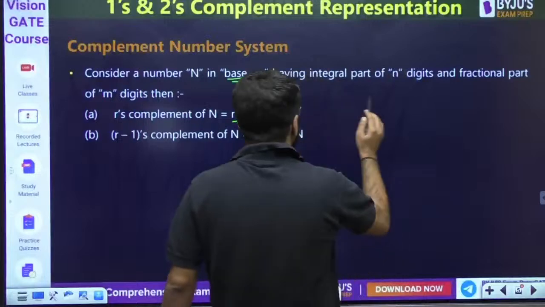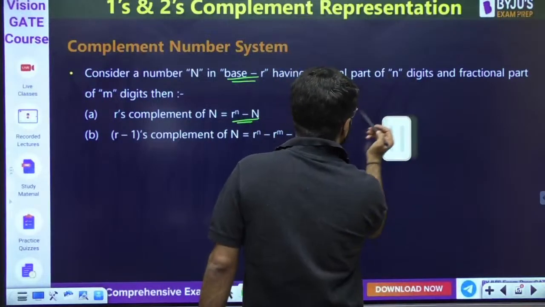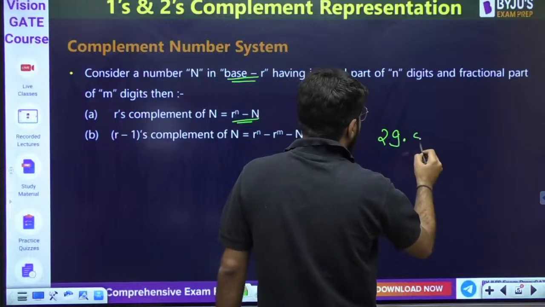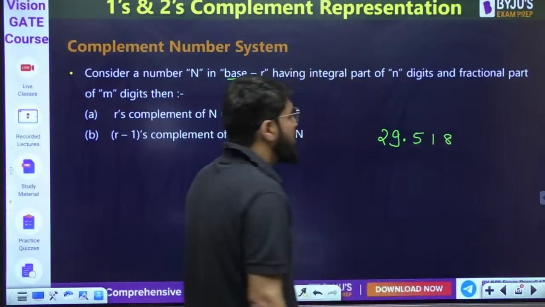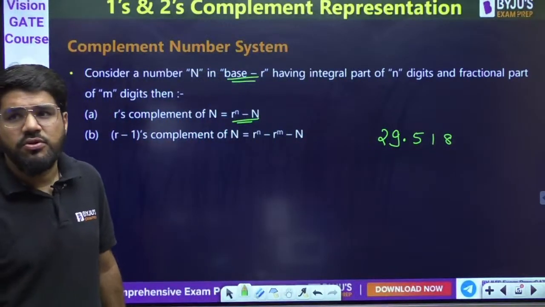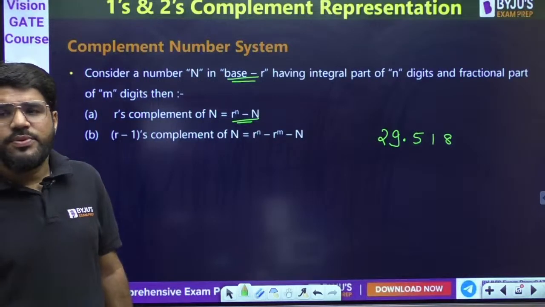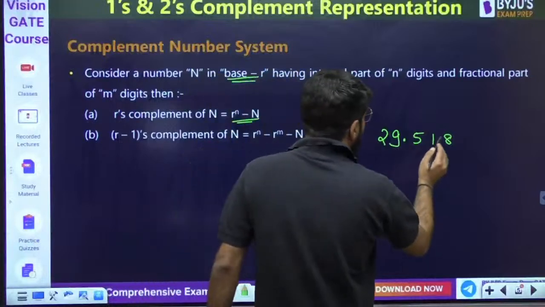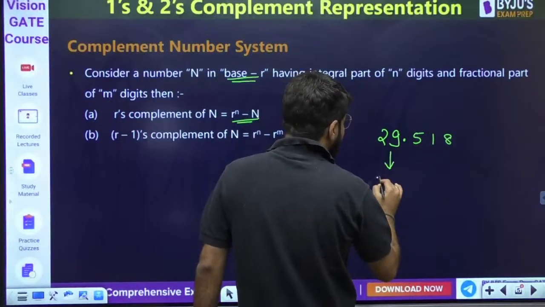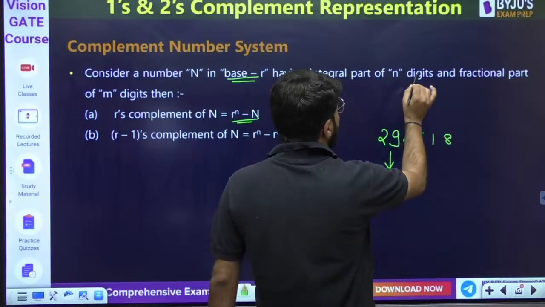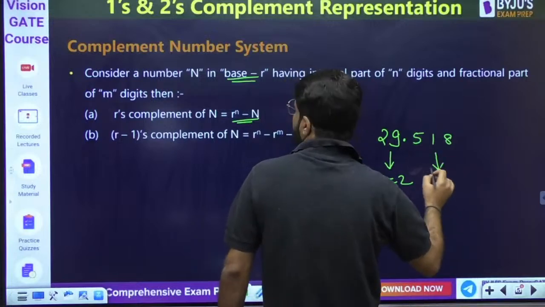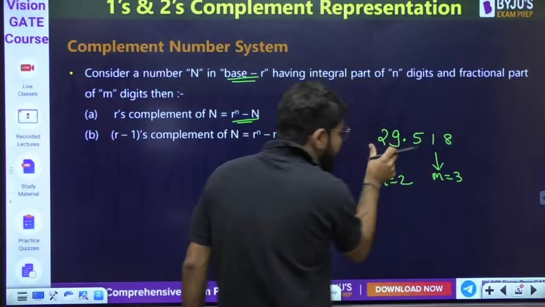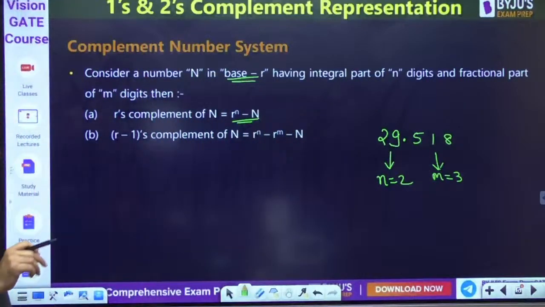Let's take a decimal number itself, and suppose I write down the number 29.518. What do I mean by the number of integral digits? In 29.518, how many integral digits are there? I'm going to call it n. And how many fractional digits are there? I'm going to call it m. Fractional digits here are 3, and integral digits are 2. That is what I mean by n and m.